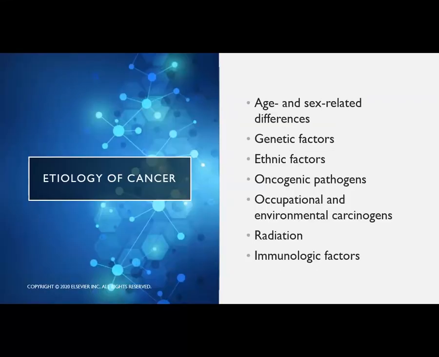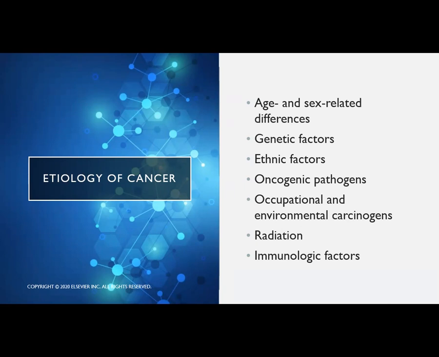Some etiology can be things like age, sex-related differences. For example, you can't have prostate cancer unless you have a prostate. Same thing with ovarian cancer, you can't have it unless you have ovaries. So that's why they say sex-related differences. Genetic factors, some people are just more inclined to develop cancer. Ethnic factors, oncogenic pathogens, so things like smoking, occupational environment carcinogens. So if you work in a place like a coal mine, you're more likely to get lung cancer.